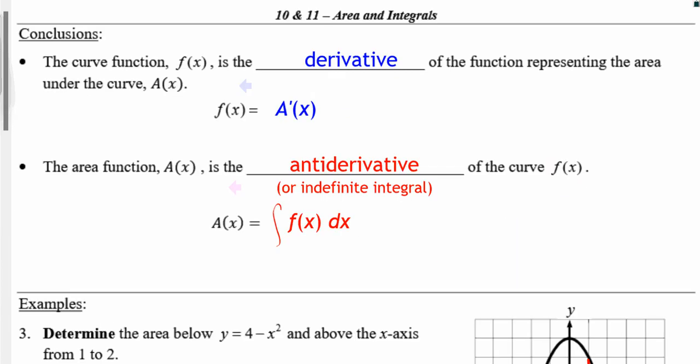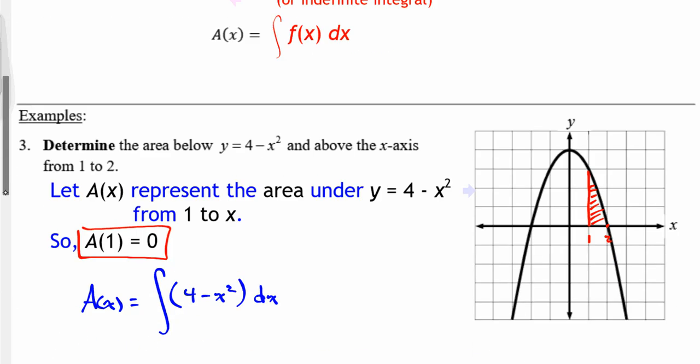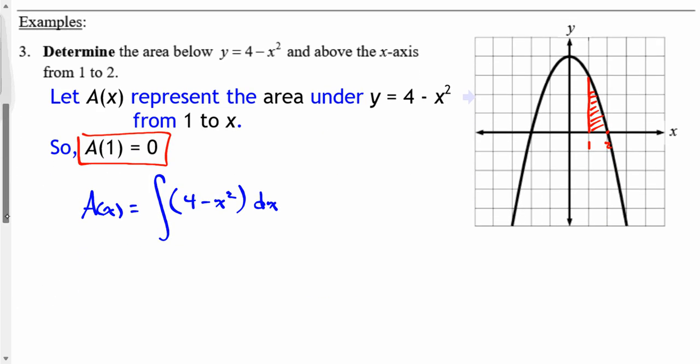Mahi, you had a question? Sorry, say that once more. Well, if A of x is the area under the curve from 1 to x, if I'm going from 1 to 1, there's no area because there's no thickness to my region.